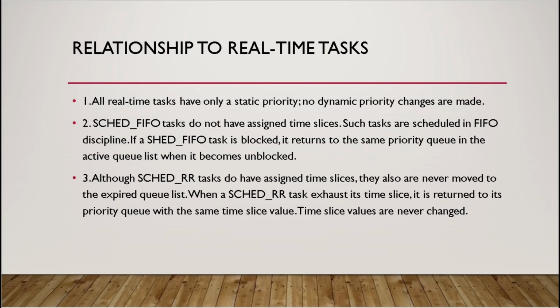Relationship to real-time tasks. Real-time tasks are handled in a different manner from non-real-time tasks in the priority queues. These three considerations should apply. The effect of these rules is that the switch between the active queue list and the expired queue list only happens when there are no ready real-time tasks waiting to execute.